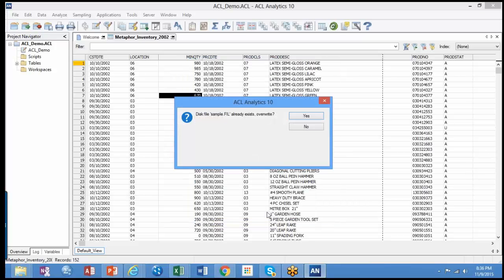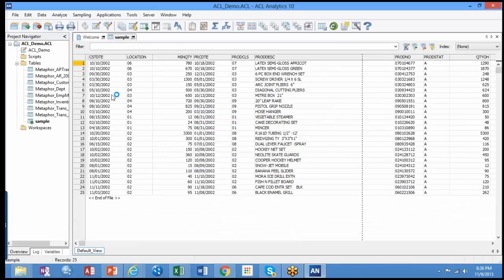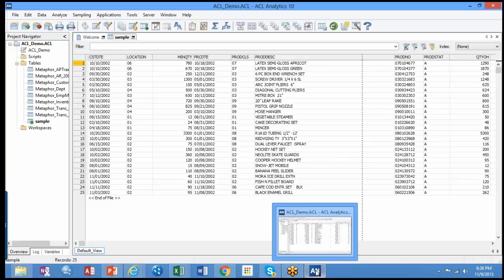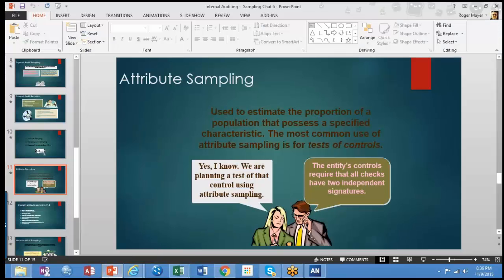We run this and override. Yes, we're going to override this. So essentially what this did is this picked out 25 items on a random basis. We can then take these items and look for these in our records. So that's kind of a neat tool with ACL that becomes very helpful as you are picking samples.